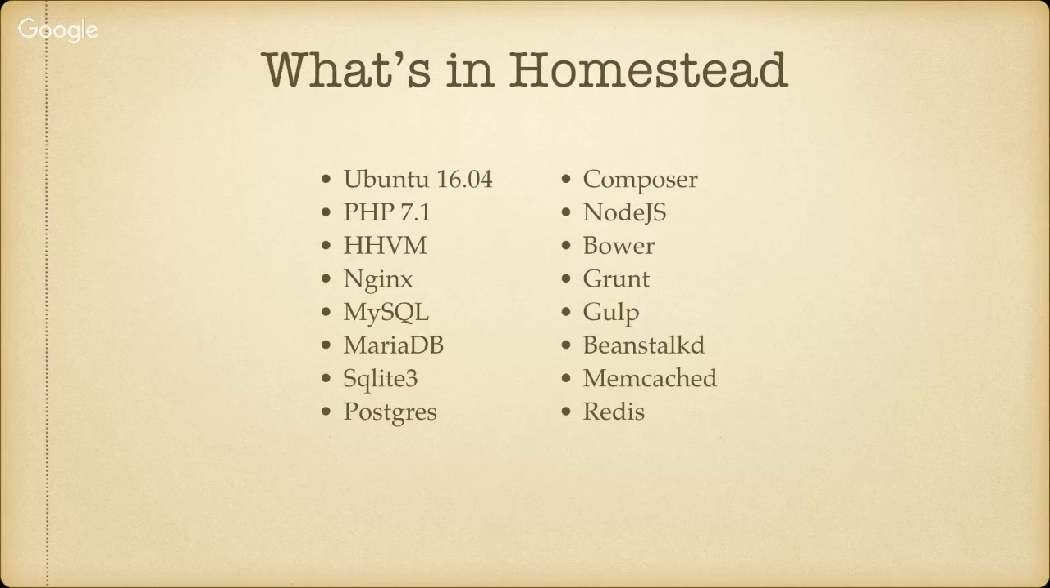So what all is in Homestead? Well, it's based on Ubuntu 16.04. It has PHP 7.1. There's still HHVM in there, even though Laravel dropped support for HHVM. It's probably going to go away in Homestead pretty soon. There's not a lot of people out there using it.